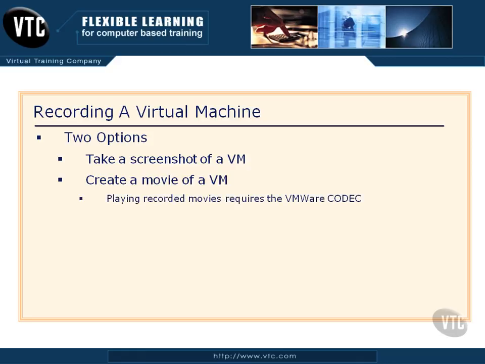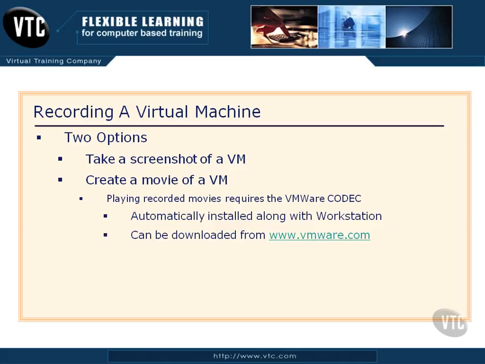You just need to understand here that playing the recorded movies requires you to have the VMware codec, or the video codec, to be able to play those. Now, here's the deal. This is automatically installed along with Workstation. So if you're running Workstation, you're cool. If you're not running Workstation, you can go download this codec. So if somebody emails you a movie that they made in a Workstation environment or in a virtual machine environment, all you've got to do is go to VMware, download that codec, and you'll be able to play those things.